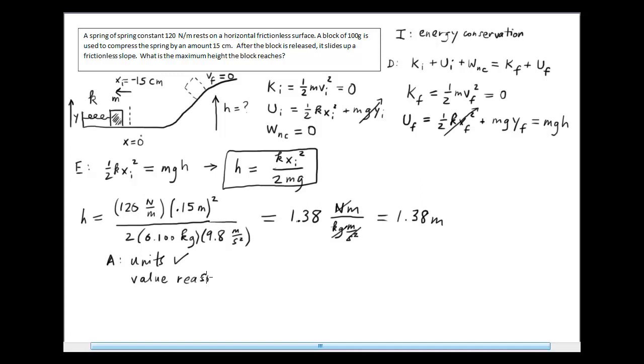So that gives you a simple example for how to use the law of conservation of energy to solve a mechanics problem like this. I hope that's helpful.